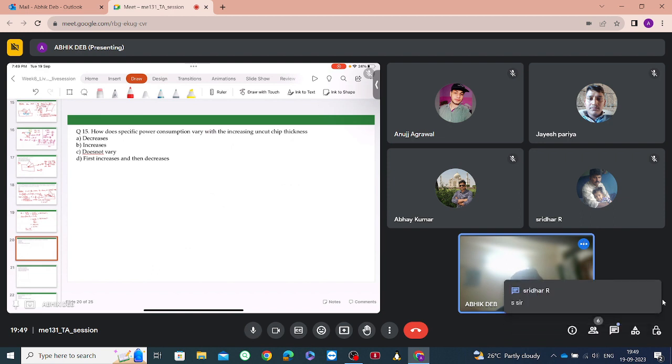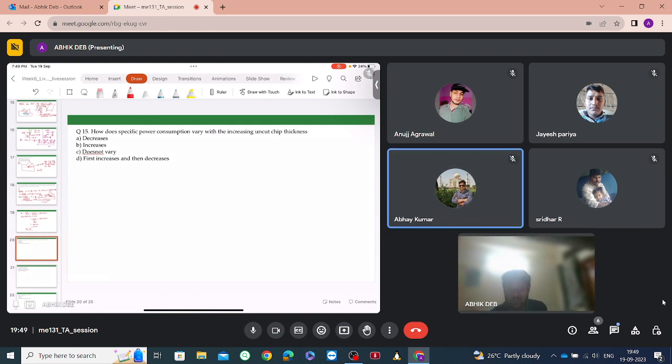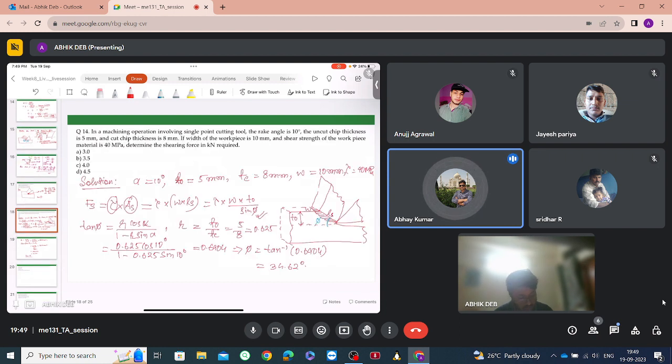Another problem now. How does the specific power consumption vary with the increasing uncut chip thickness? Please go to question number 14, first slide. What is the doubt in here? Okay, sir, it's done.